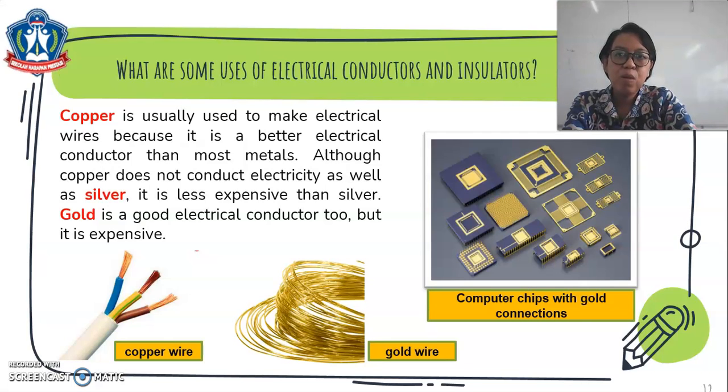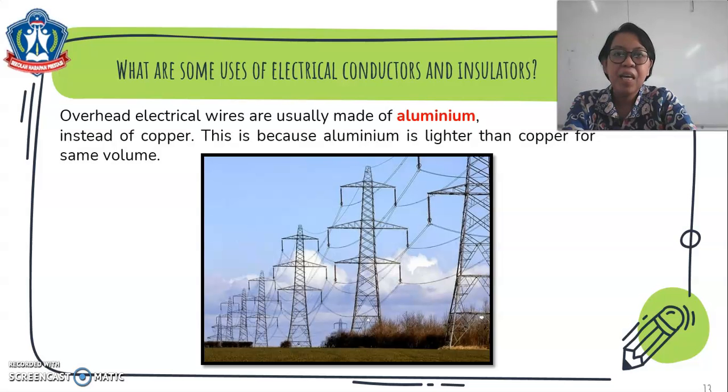What are some uses of electrical conductors and insulators? Copper is usually used to make electrical wires because it is a better electrical conductor than most metals. Although copper does not conduct electricity as well as silver, it is less expensive than silver. Gold is a good electrical conductor too, but it is expensive. What are some uses of electrical conductors and insulators? Overhead electrical wires are usually made of aluminum instead of copper. This is because aluminum is lighter than copper for the same volume.